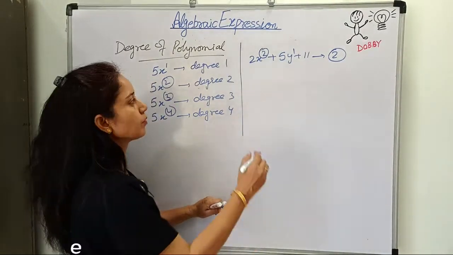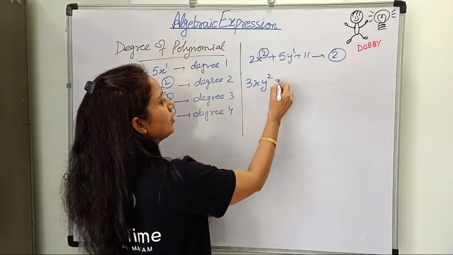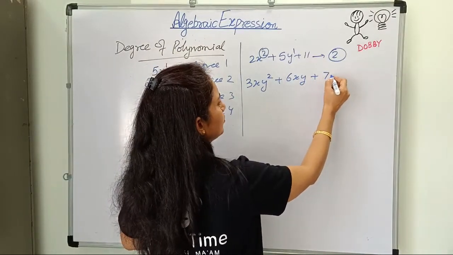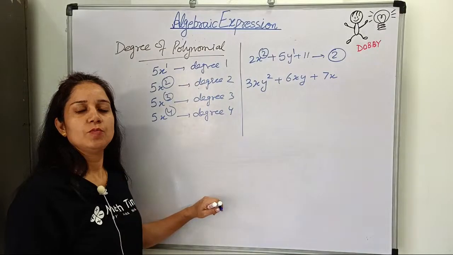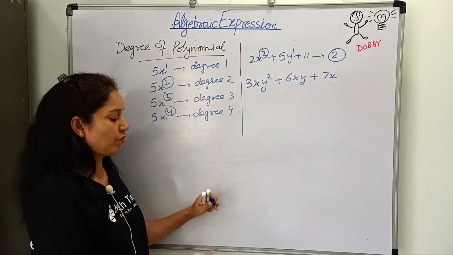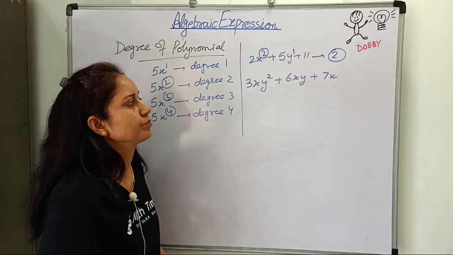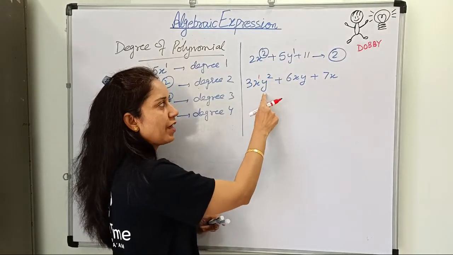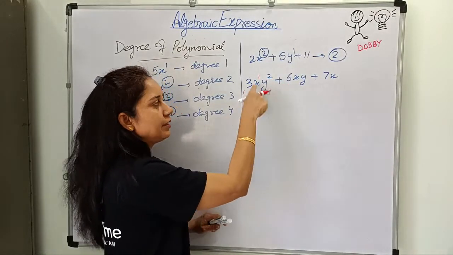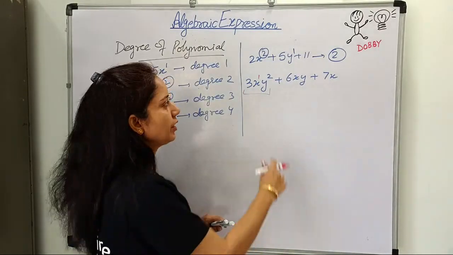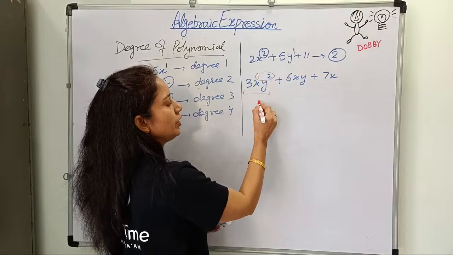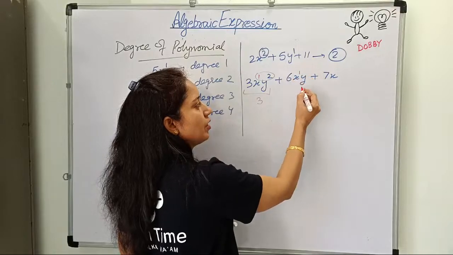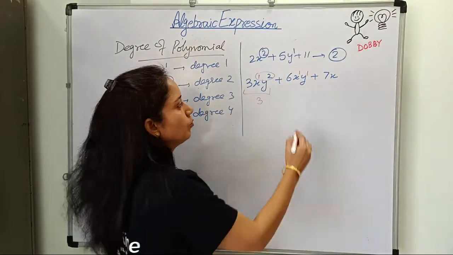Next term, see. 3xy square plus 6xy plus 7x. This is your polynomial. You have to find the highest power. Check out. x has power 1. y has power 2. So technically the total power of 3xy square is 3. For 6xy, x is raised to the power 1, y is raised to the power 1. This is an example.